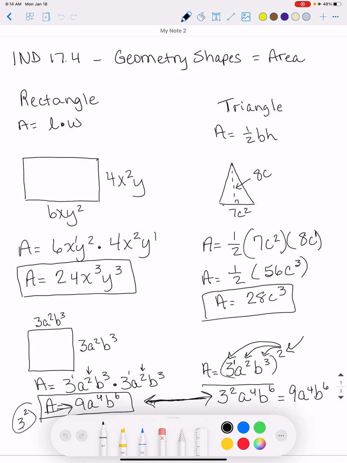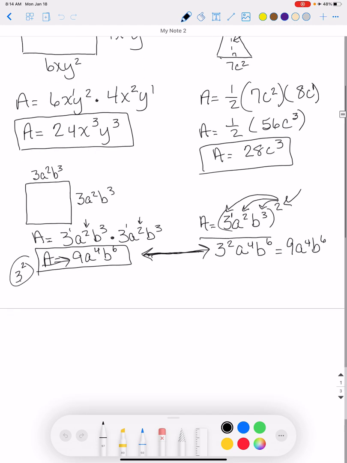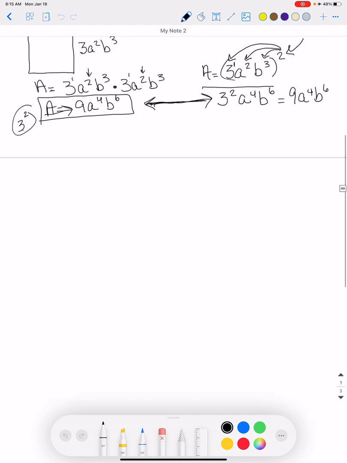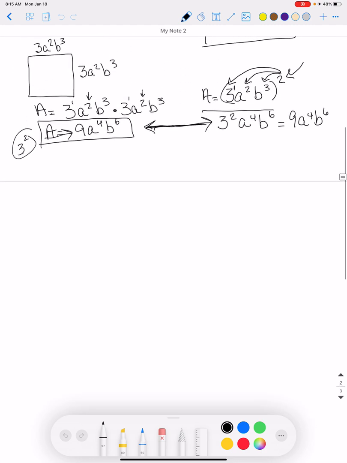Okay? All right, I'm going to do one more example. And so let me scroll up here. There we go. So I'm going to draw my triangle.